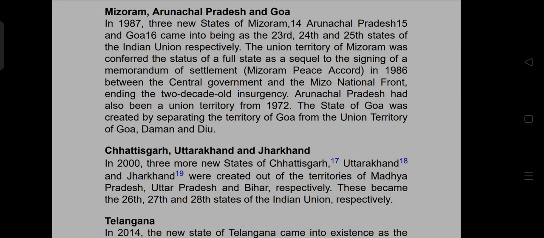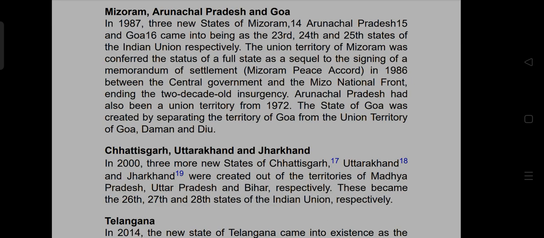Mizoram, Arunachal Pradesh, and Goa. In 1987, three new states of Mizoram, Arunachal Pradesh, and Goa came into being as the 23rd, 24th, and 25th states of the Indian Union, respectively. The Union Territory of Mizoram was conferred the status of a full state as a sequel to the signing of the Memorandum of Settlement, the Mizoram Peace Accord, in 1986 between the central government and the Mizo National Front, ending the two-decade-old insurgency.